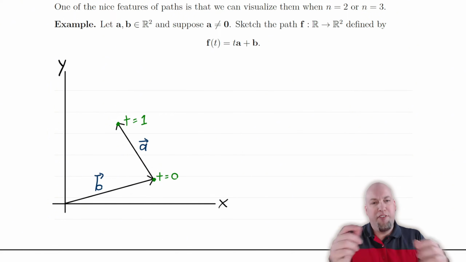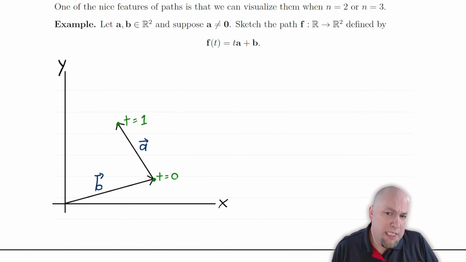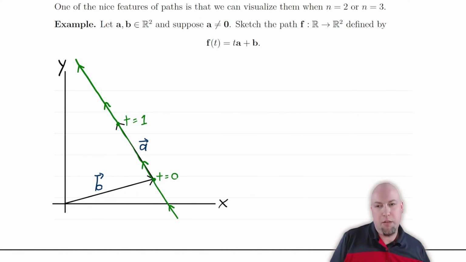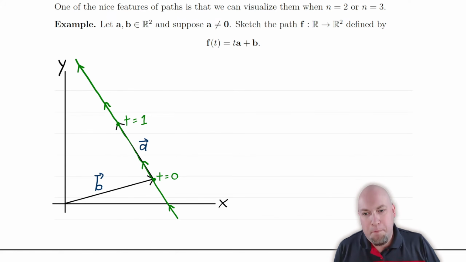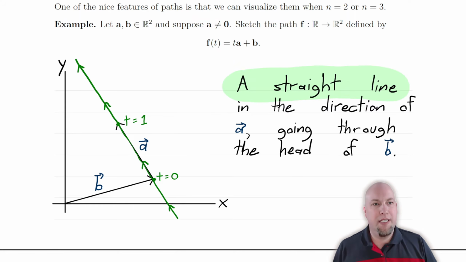Now just sort of fill in the dots. When t equals 0, I'm down here. When t equals 1, I'm up here. When t equals a half, I'm going to be halfway in between. When t is bigger than 1, I'm just going to continue going up in that way. When t is less than 0, I'm going to go down this way. So what's happening here is, I can think of this path as this straight line that's in the direction of a. It's just going whatever direction a goes, but it's not going through the origin or anything like that. Where it's situated in space is that it goes through the head of b. So this path is the straight line going in the direction of a, going through the head of b.